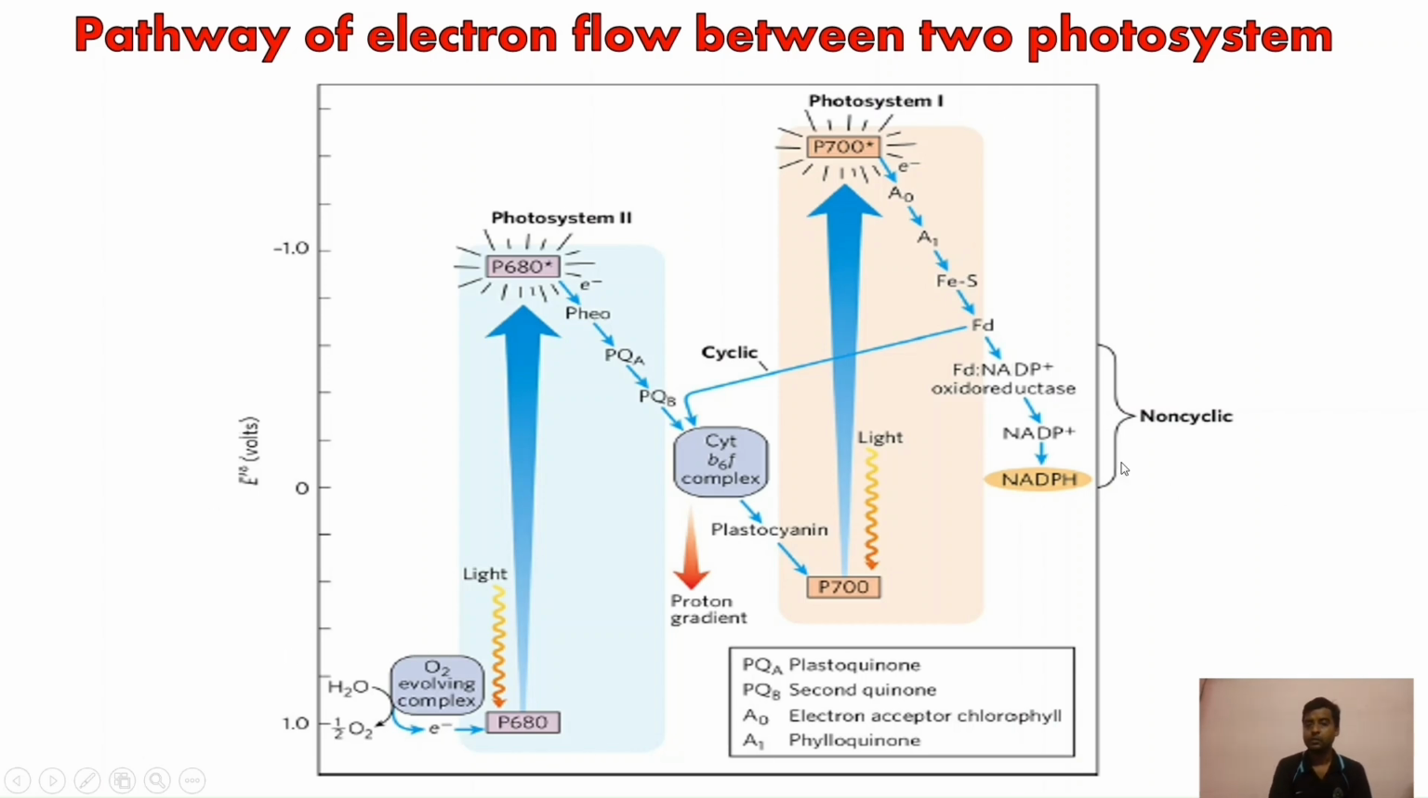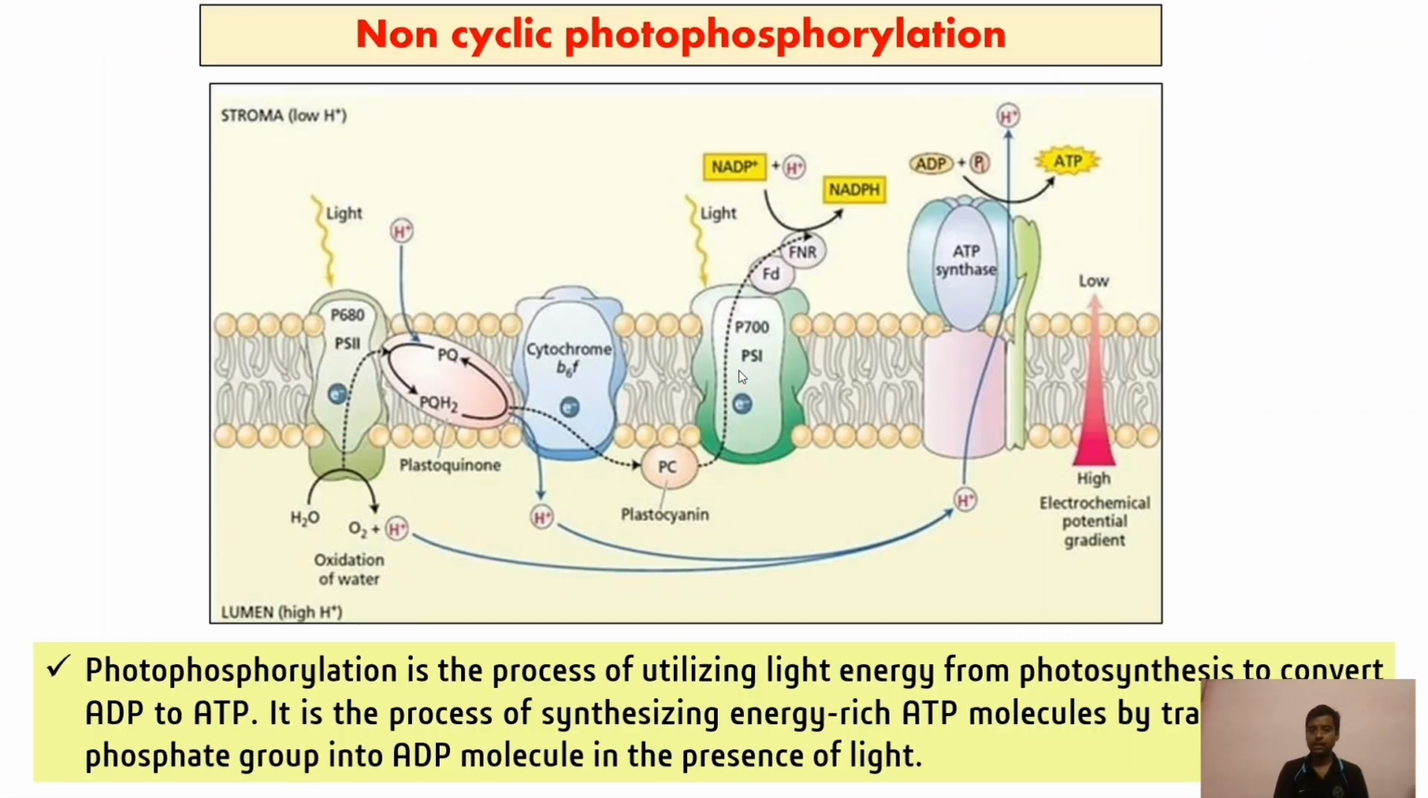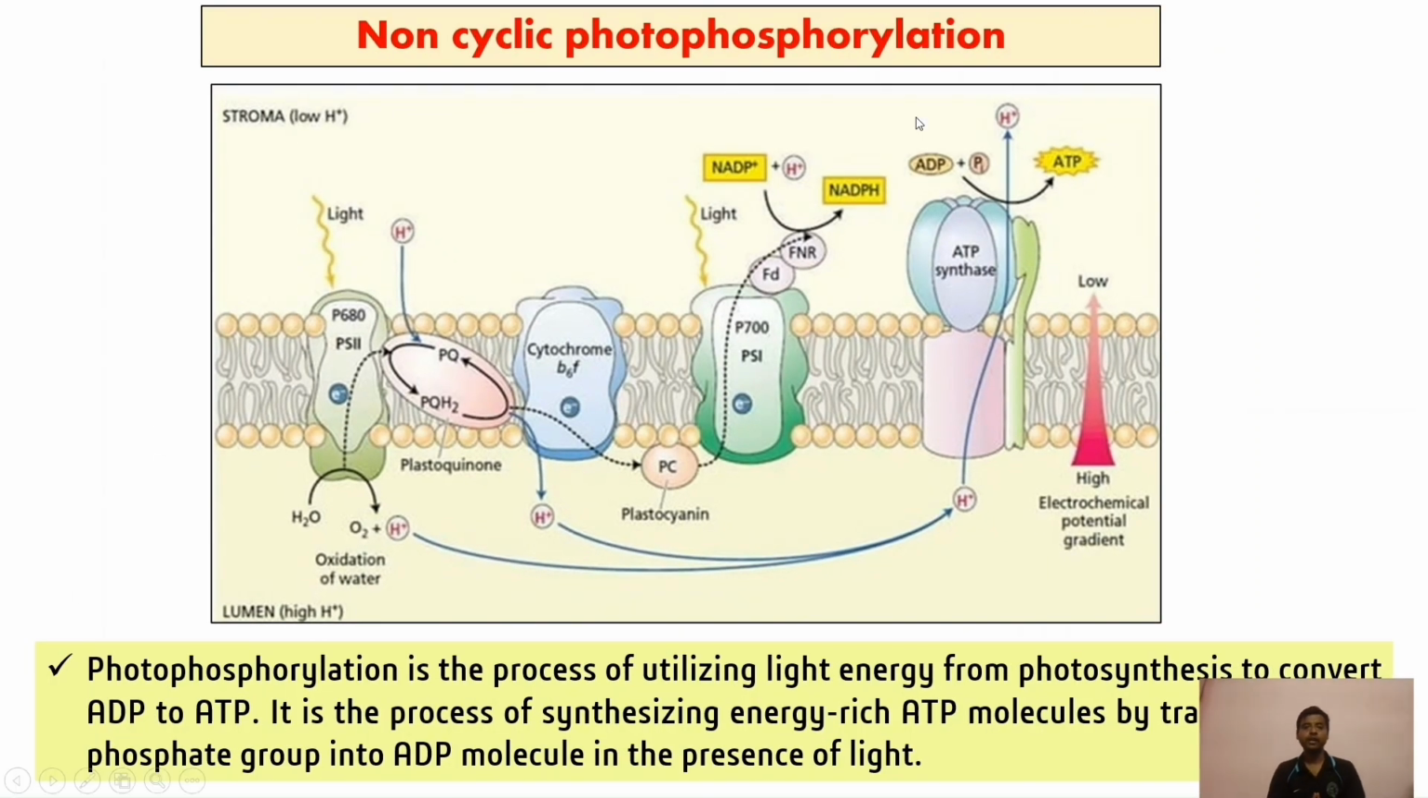In cyclic photophosphorylation, that is the cyclic electron transfer system, the electron is transferred from ferredoxin to the cytochrome b6f complex. Here Photosystem II is not involved. So this is non-cyclic and cyclic photophosphorylation. This is an overview of complete non-cyclic photophosphorylation. Basically, it is called photophosphorylation because here the process utilizes light energy from photosynthesis to convert ADP to ATP.